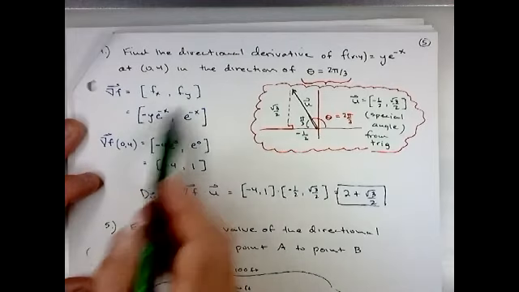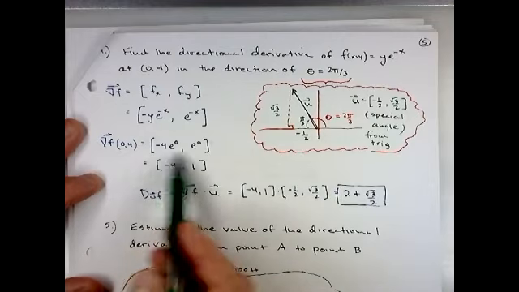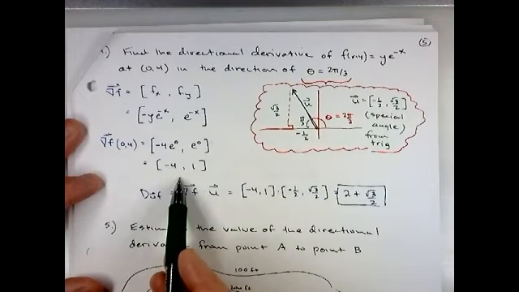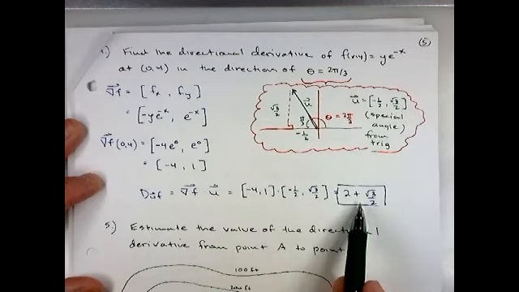Find your gradient vector from your two partial derivatives, evaluate it at (0, 4), and then dot it with your vector that you found. And I get 2 plus root 3 over 2.